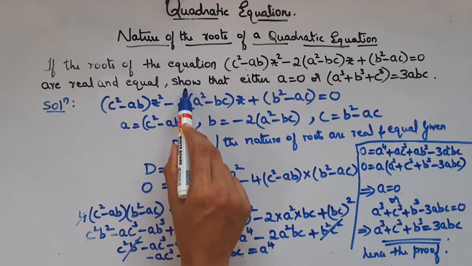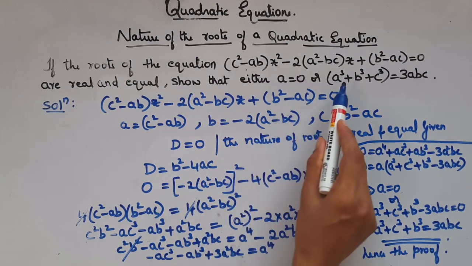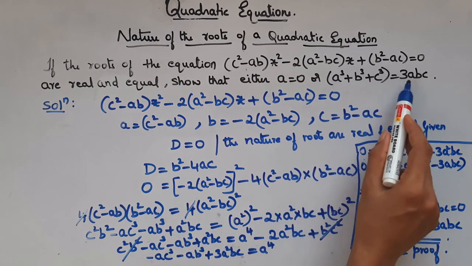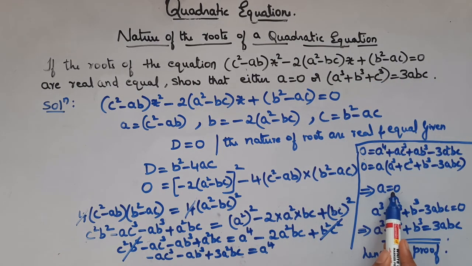So here they have told us, show that either a is equal to 0 or a cube plus b cube plus c cube equal to 3abc. Here a is equal to 0 or a cube plus c cube plus b cube is equal to 3abc.